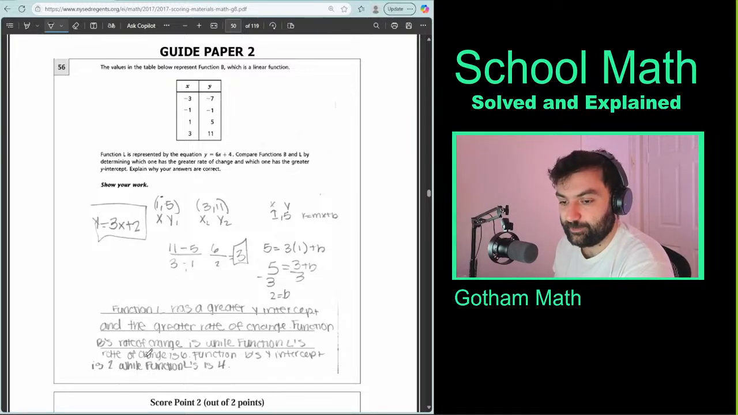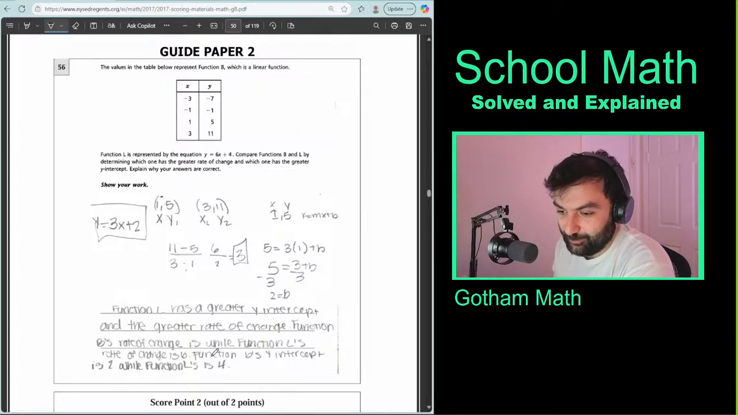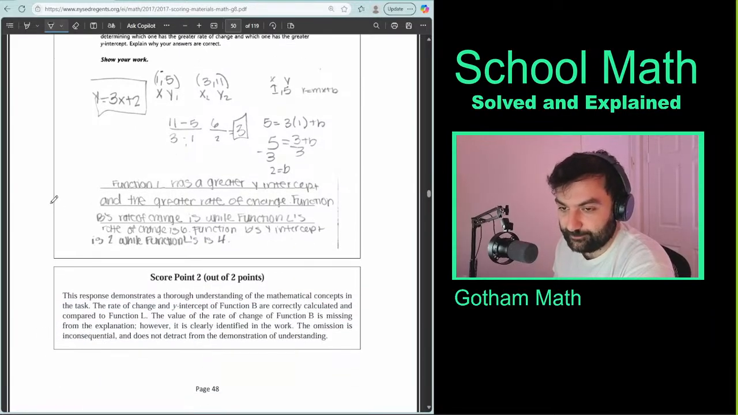Function L has a greater y-intercept and a greater rate of change. Function B's rate of change is less than function L's rate of change. Function B's y-intercept is 2, while function L's is 4. Okay.